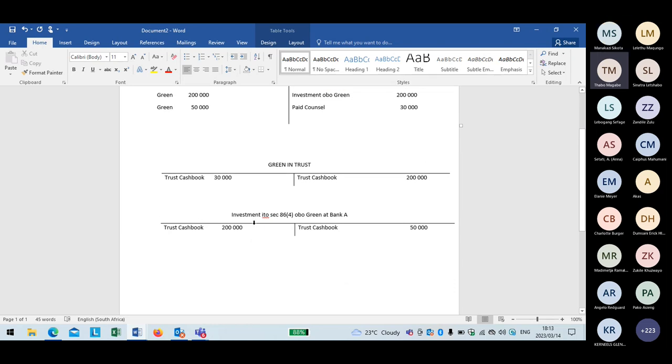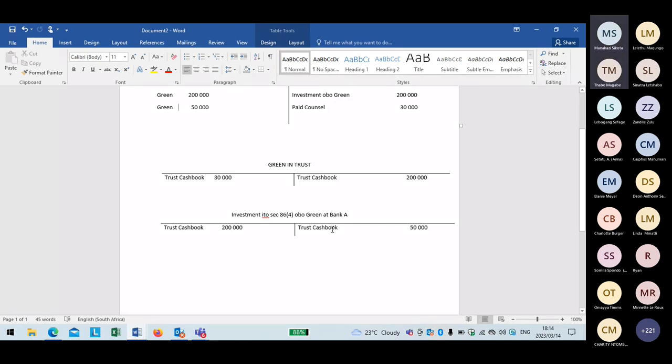Thank you. For example, if you go to the investment account itself, look at the heading. What does it say? Read the heading for me. Read it the way I wrote it. Investment in terms of Section 86, Subsection 4 of Green at Bank. On behalf of whom? Green. So do you understand now the relevance of writing Green here? Yes, I understand the relevance of writing Green. So this basically is Green's account at the level of investment.